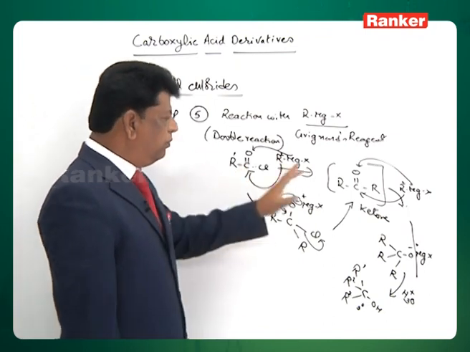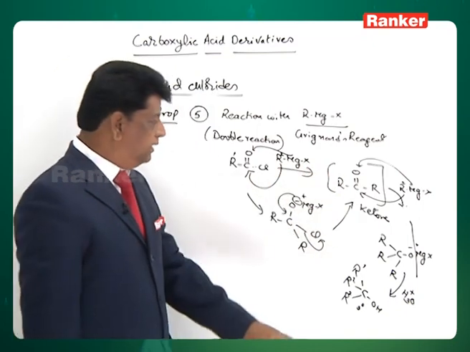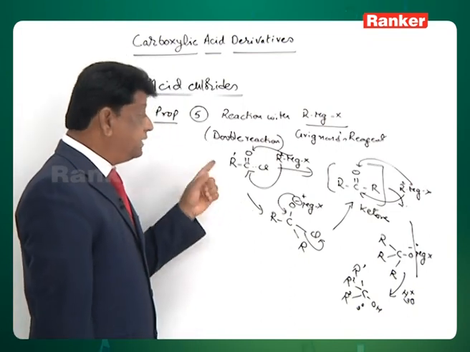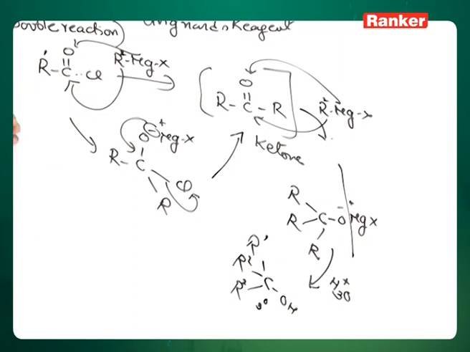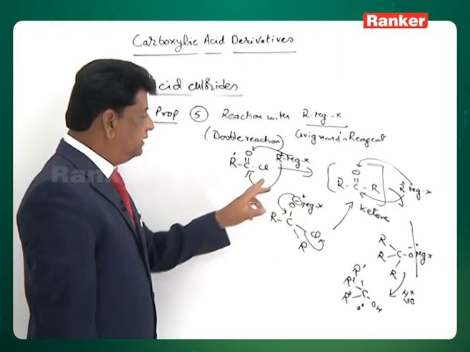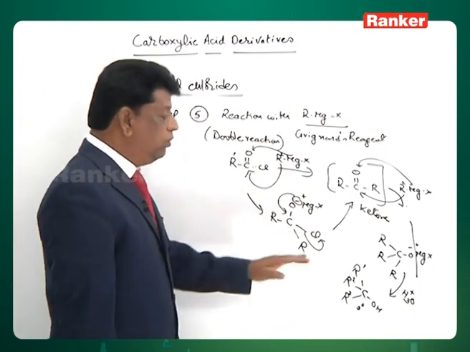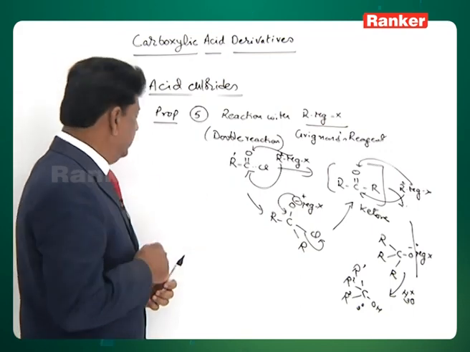That is why step 1 is not that reactive. Step 2 is much more reactive than step 1, because nucleophilic addition of carbonyl compounds is a faster reaction than of acids and acid derivatives, because they have delocalized double bonds. So, step 2 is a faster reaction than step 1. But finally, you get a tertiary alcohol, as this double reaction is taking place.